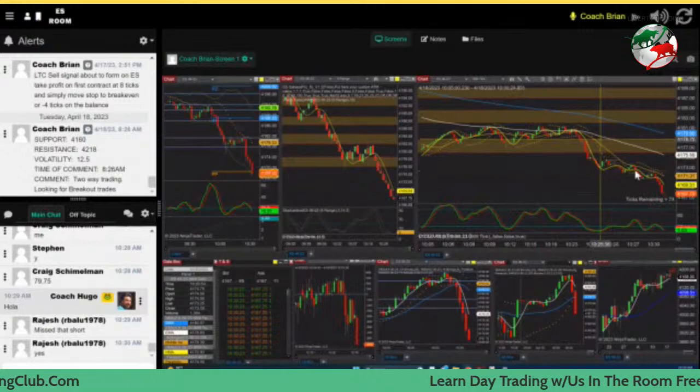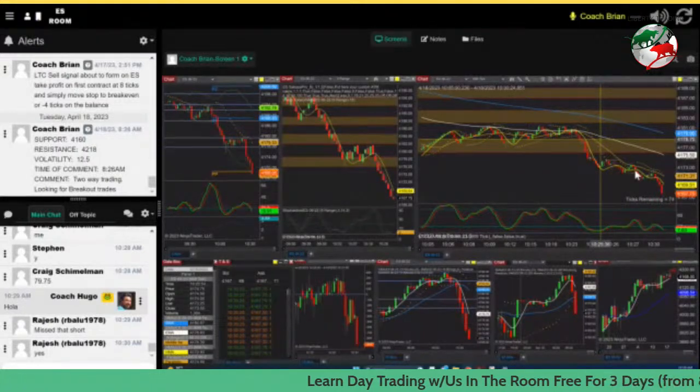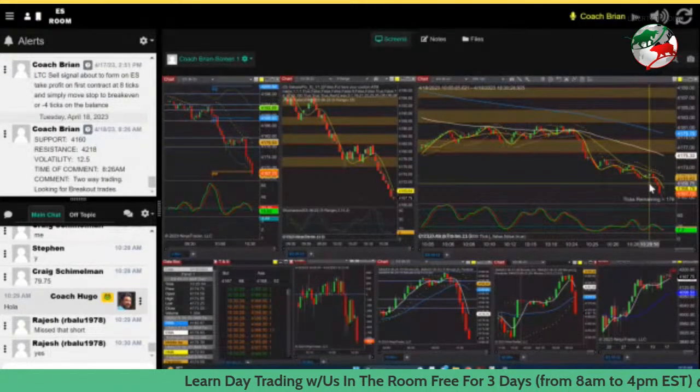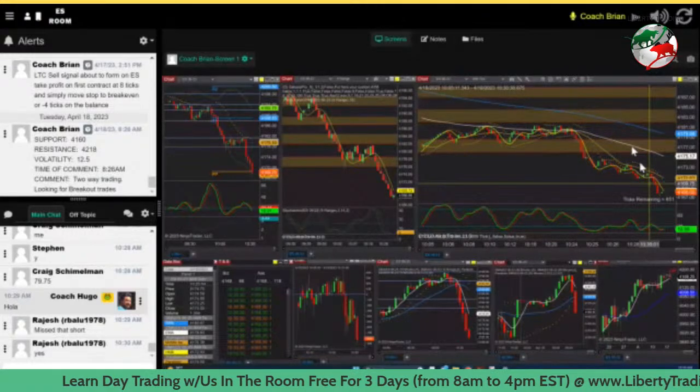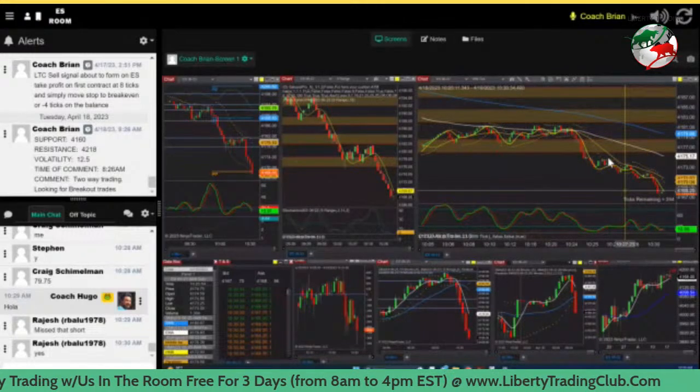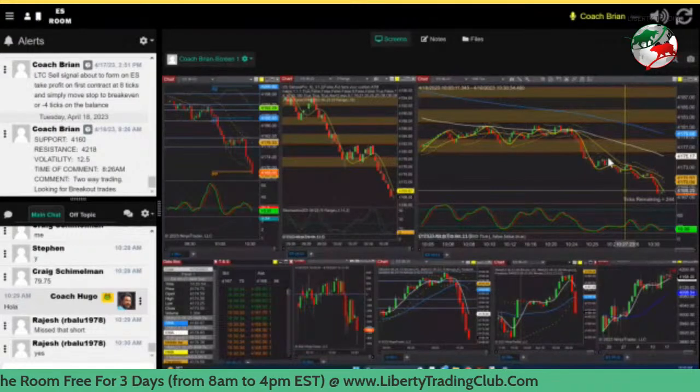Run, puppy, run. And again, anybody who missed that, what do we talk about? You can do these little breakout trades. You can do these little flag entries.